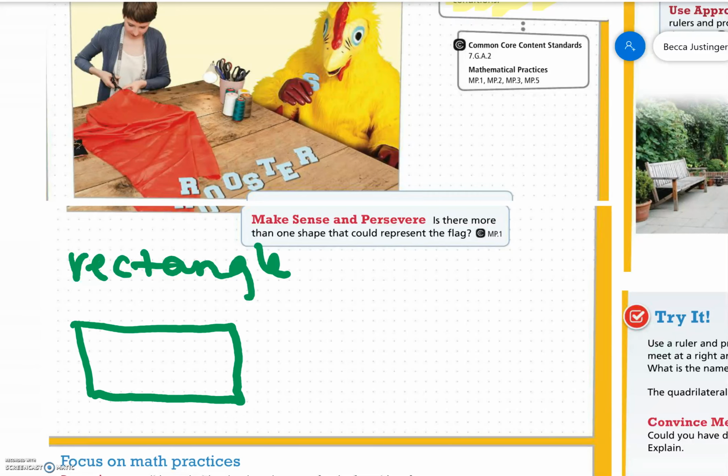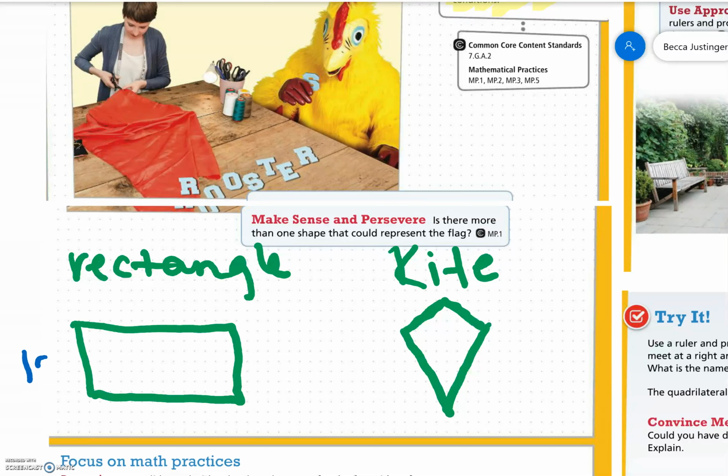We've got 4 sides, and 2 of them are twice as long as the other 2. I'm wondering if anybody said kite. That would be thinking outside the box. Here's two sides that are the same length, and here are 2 sides that are twice the length. So we could label this as 1 inch, 1 inch. This would be the 1 inch and 1 inch. And then twice as long would be 2 inches.